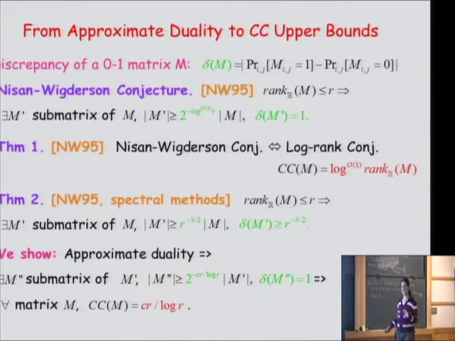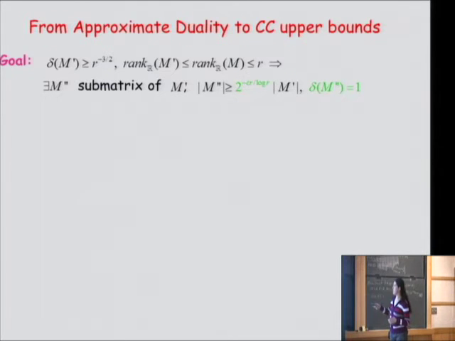Any more questions? OK, so now I want to explain how approximate duality implies this. It just requires some observations. So this is what we want to prove. We are guaranteed by theorem 2 some matrix M prime of discrepancy at least r to the minus 3 halves. And the rank of this submatrix M prime is at most the rank of M, which is at most r. And you want to show that there exists a large submatrix M double prime of M prime of size at least 2 to the minus CR over log r times the size of M prime, such that the discrepancy of M double prime is 1. So M double prime is monochromatic.